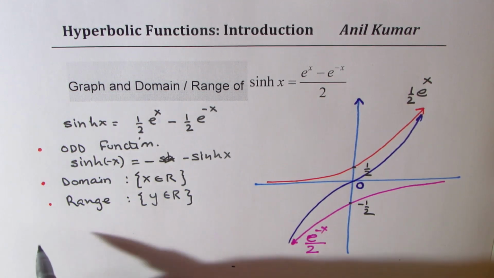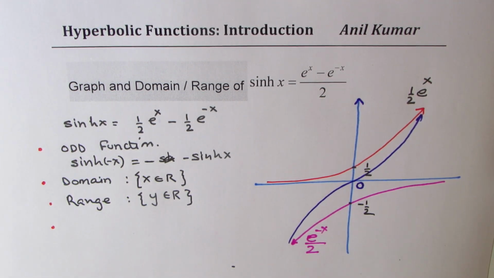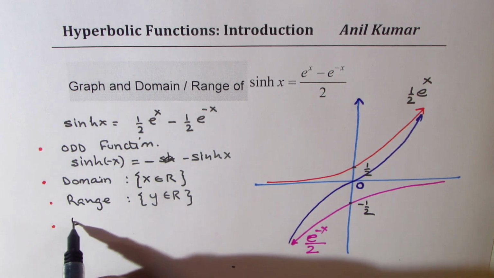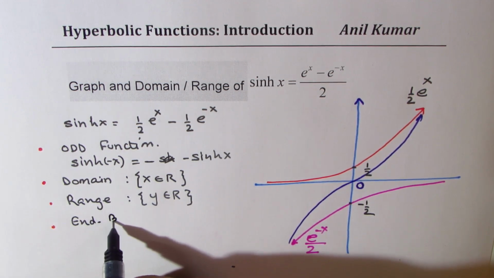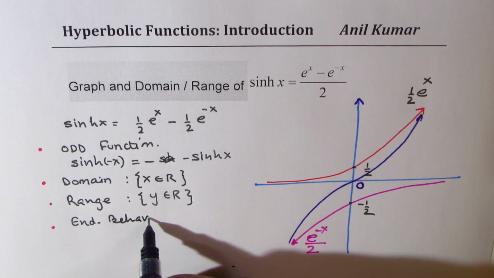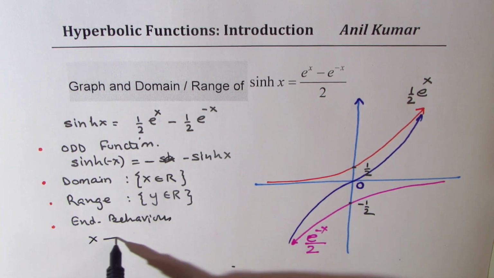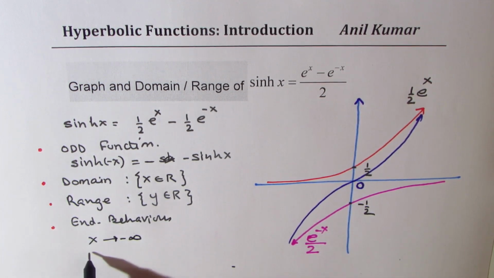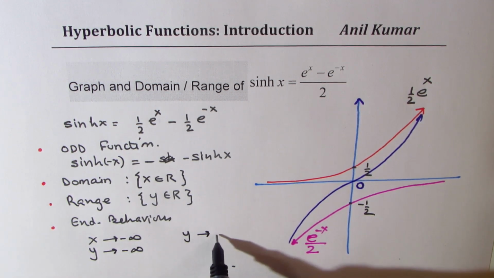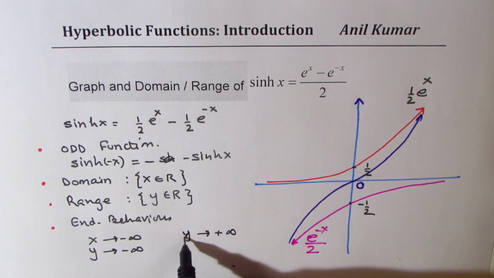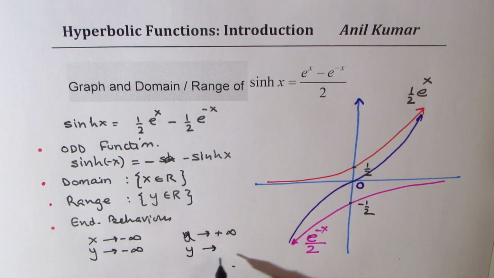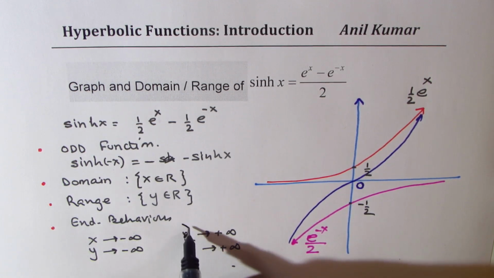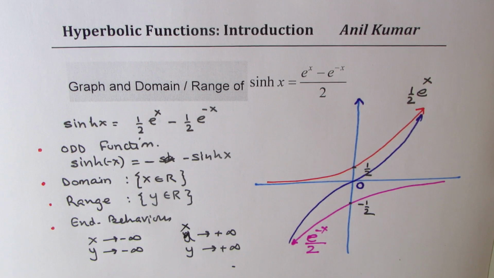How about end behavior? As far as end behavior is concerned, we say that if x approaches negative infinity, y approaches negative infinity. And if x approaches positive infinity, then y approaches positive infinity, right? So that is the behavior of this function. So I hope that is absolutely clear.